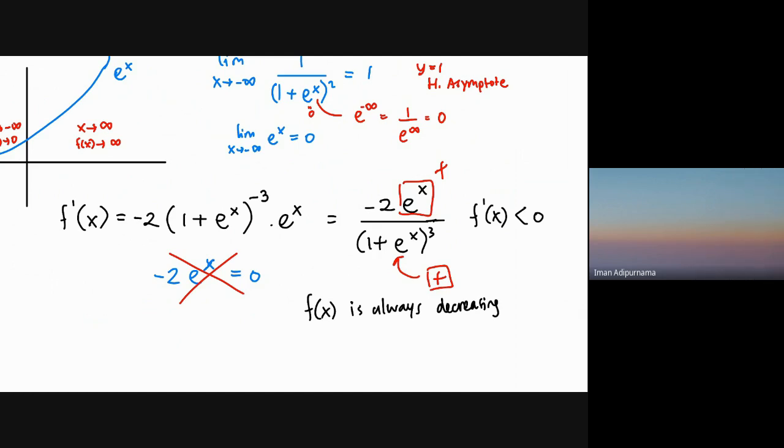Okay, so whenever you have e, it will always be positive. You see the curve of e has all positive values. And this part here, the denominator, because e is always positive, plus 1, and it's cubed, it's always positive, right? The only thing that is making the sign change is this negative 2. So the first derivative will always be negative. So the function is always decreasing.